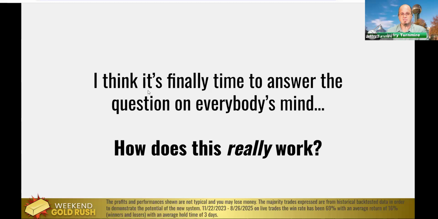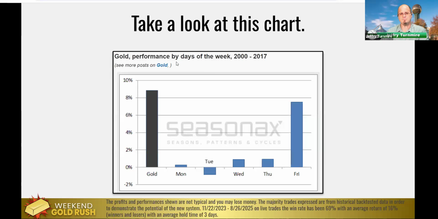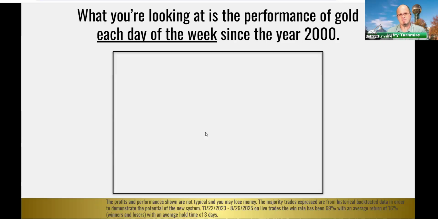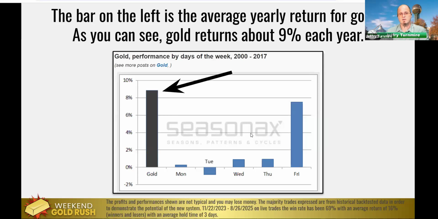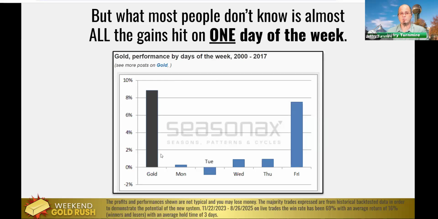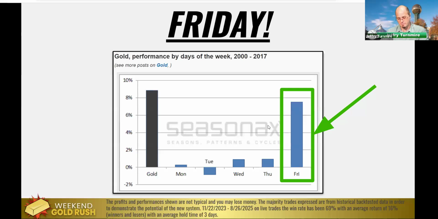Now, I think it's finally time to answer the question, how does it really work? So let's get into it. Take a look at this chart right here. What you're looking at is the performance of gold each day of the week since the year 2000. On the bar, you can see annually about 9% a year. What a lot of people don't really realize, most of the gains happen one day of the week, that day being Friday. Back to the core of why we built the strategy, grabbing the weekend, right?